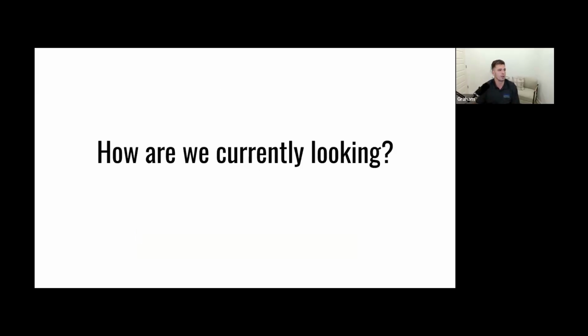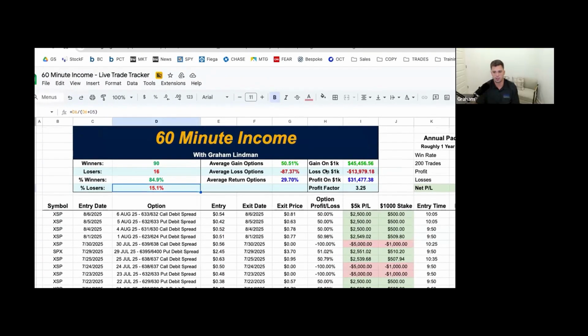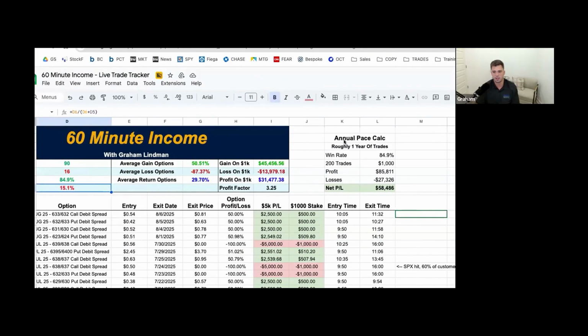And then how are we currently looking? Well, I actually put this in the trade tracker for you guys. So obviously you can see the full stats and everything. Annual pace, this just gives you, based on the win rate and the 50% target, 100% loser calculation, based on $1,000 starting out. Right now, based on our current trade tracker, you can pick this up tomorrow, and based on our current hit rate, we're pacing $58,000 in profit at the end of the year, just starting with $1,000, no compounding, nothing like that.